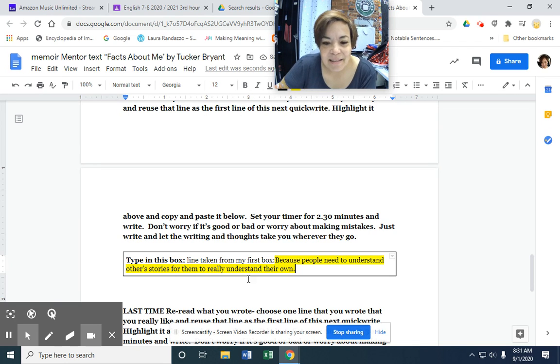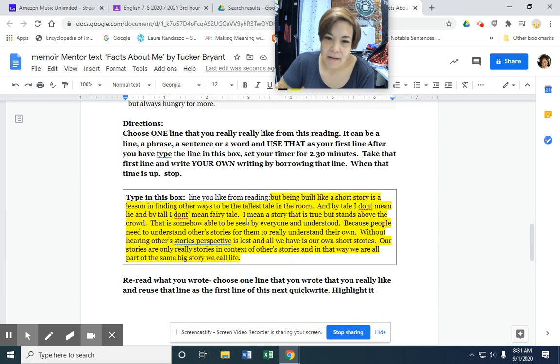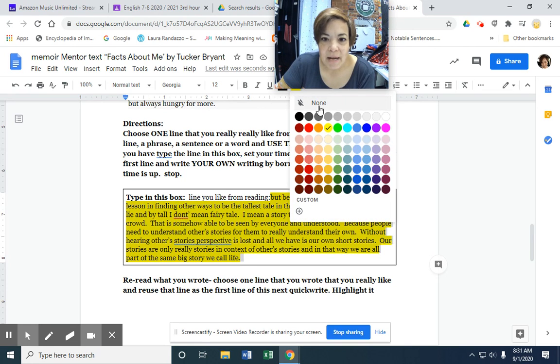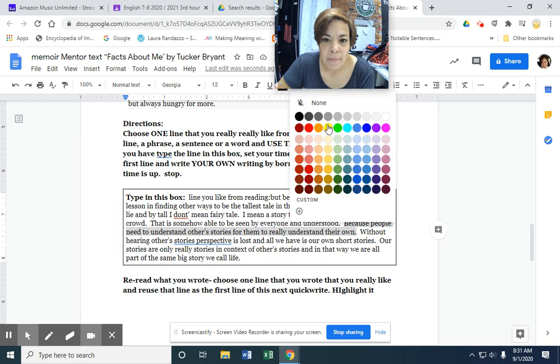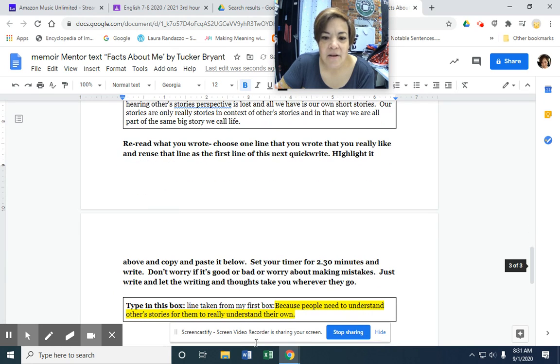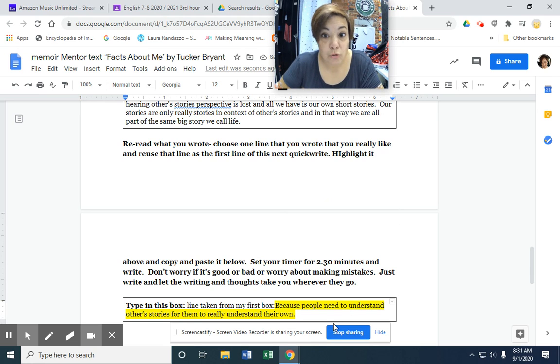Okay, so I chose the line that I like, which is: because people need to understand other stories for them to really understand their own. I'm going to use that line from mine up here, and I have mine highlighted so that you can see it, but I don't want you to actually highlight yours except for the line that you're going to use. There we go. So that line should be highlighted, and then your next line should be down here. That should be highlighted, and then after that, we don't want to highlight it, so we're going to unhighlight it, and then we're going to write for another 2.5 minutes.